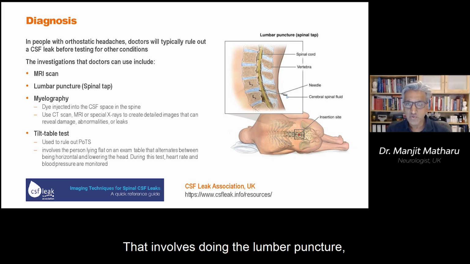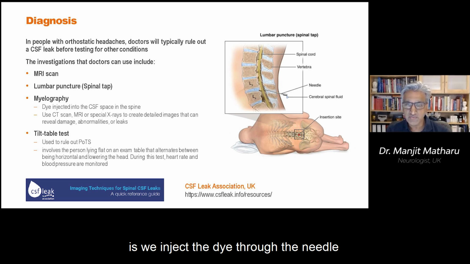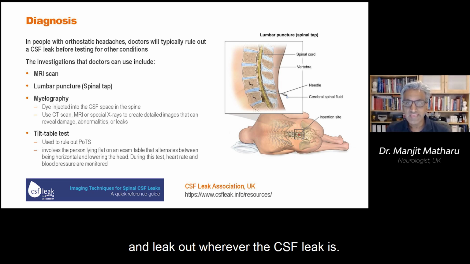The third type of investigation is what we call myelography. That involves doing a lumbar puncture, just of the type I've described, but instead of getting the CSF out to analyze it, in that case, what we do is we inject the dye through the needle in the hope that it is going to travel up or down the spine and leak out wherever the CSF leak is.